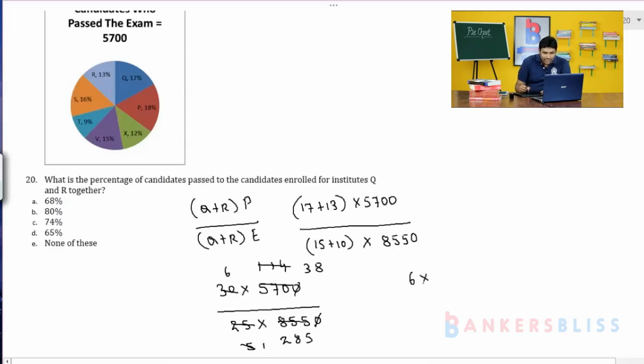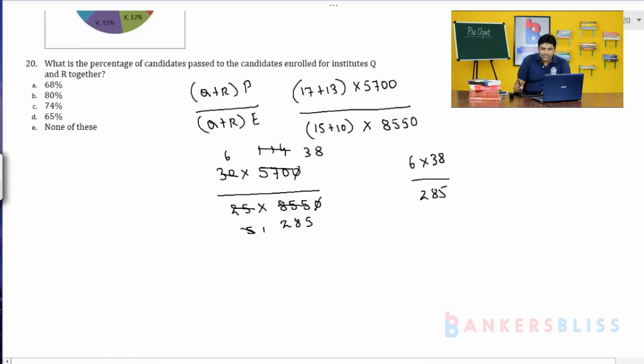So 6 into 38 divided by 285. So 6 into 38, how much you are going to get? 8 6s are 48, 4 carry, 6 3s are 18, 19, 20, 21, 22. So 228 divided by 285. So you have to calculate how much percentage it is going to form. See here the options: 65%, 80%, 74%, 68%.